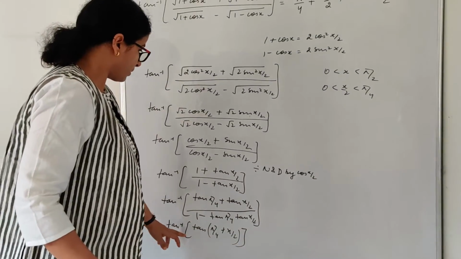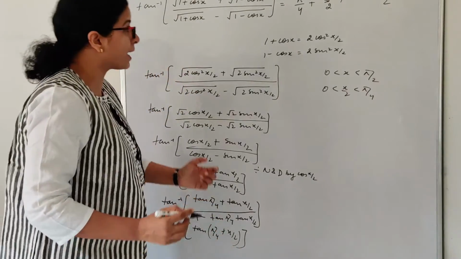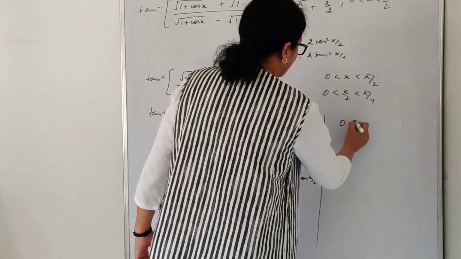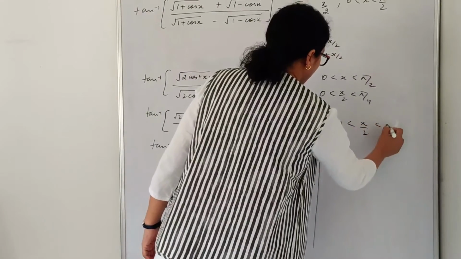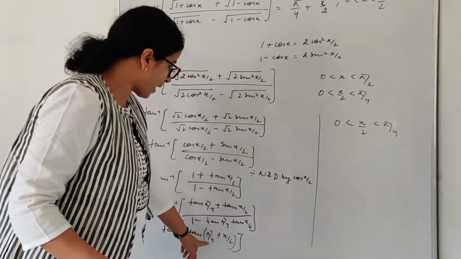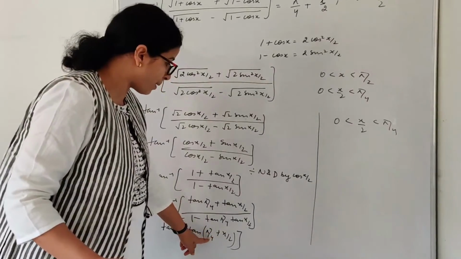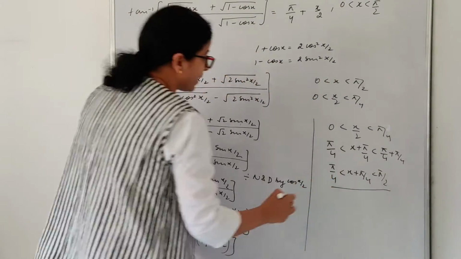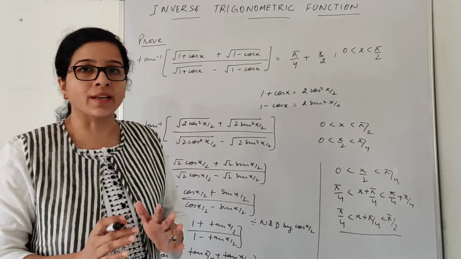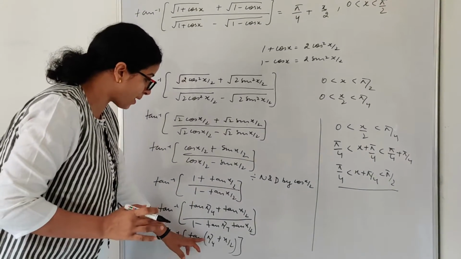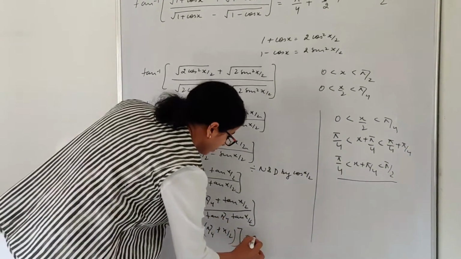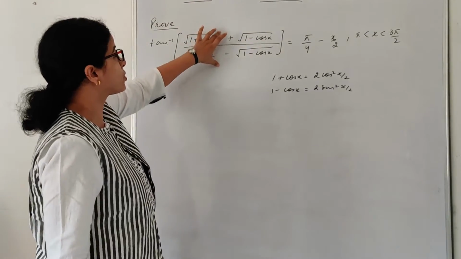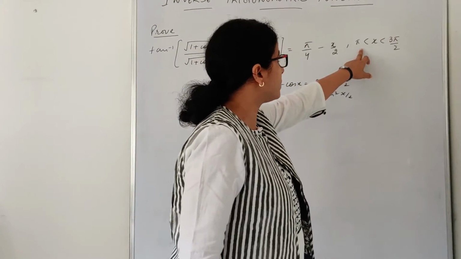Now pay attention here, I have to check whether this interval lies in the range of tan inverse or not. I have 0, x by 2, pi by 4, right? Now add pi by 4 on both the sides. So in this my tan inverse tan x is equal to x. So it means tan inverse tan of pi by 4 plus x by 2 will be equal to pi by 4 plus x by 2.